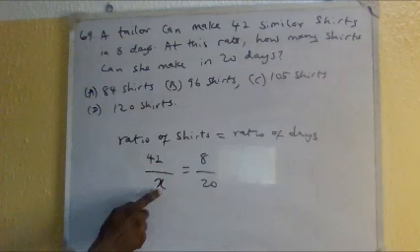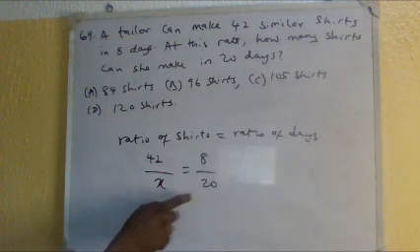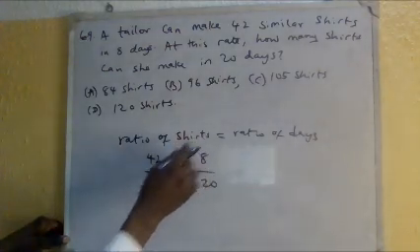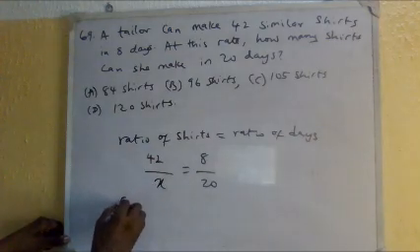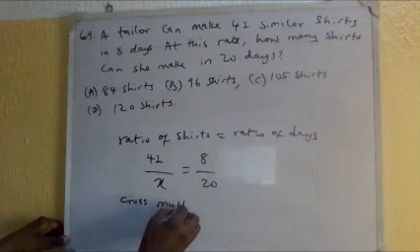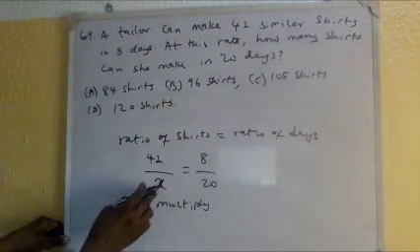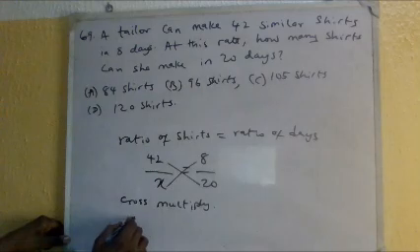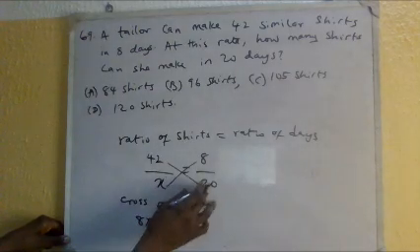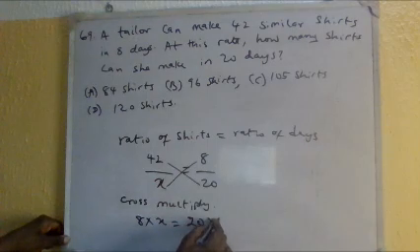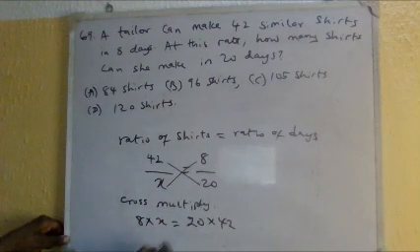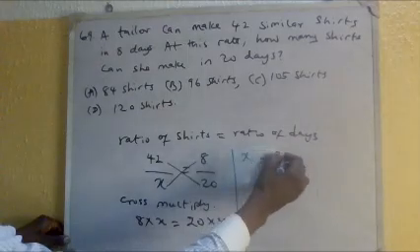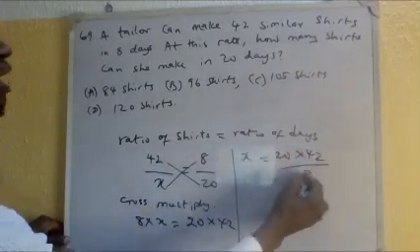So we can now make x the subject of the formula, and we say cross multiply. Let me write it, cross multiply. What does that mean? It means that I will multiply this one with this and this one with this. So 8 times x is equal to 20 times 42. So I'll make x the subject of the formula, so x will stand alone. Then I will now say 20 times 42 all over 8. So I will reduce to the lowest terms.